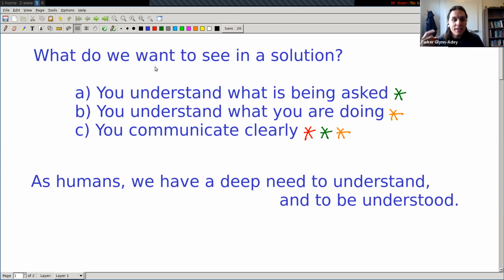So what do we want to see in a solution? Well, we want to see that you understand what is being asked. You really know what is being asked in the question. Secondly, we want to see that you understand what you are doing as you're solving the problem. We want to see your thought process happening on paper. And thirdly, we want you to communicate clearly. Of these three things, the first and last are somewhat routine. It's very easy to get high marks. The hard part is to explain your understanding of what you're doing, to do part B.